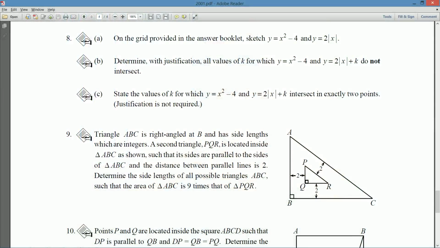What have we got here? Determine with justification all the values of k for which y equals x squared minus 4, so the same parabola as before, and y equals 2 absolute value of x plus k do not intersect. Okay, they do not intersect.